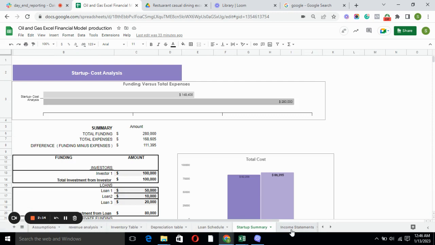The startup summary basically includes total funding and total expenses. Moreover, it tells you how much investment your business is going to require. Furthermore, the cost is divided into two parts: one is variable cost, and the other is fixed cost.